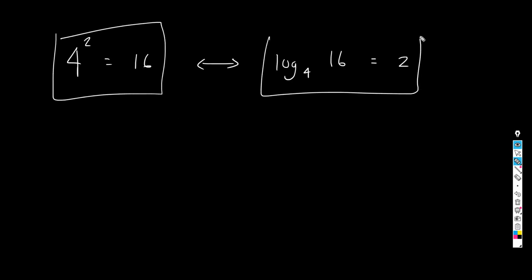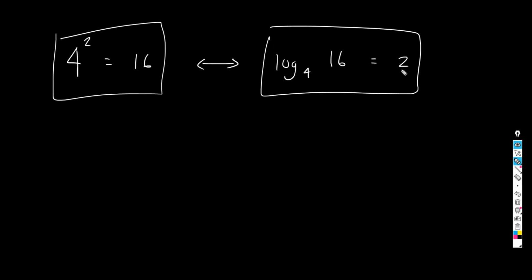For example, let's raise the number 4 to the 2. What's that going to give me? That's going to give me 16, right? 4 to the 2 equals 16. Well, the equivalent statement of this in logarithm form would be this: logarithm base 4 of 16 equals 2. This and this are the same. 4 to the 2 equals 16, and logarithm base 4 of 16 equals 2 are the same thing.